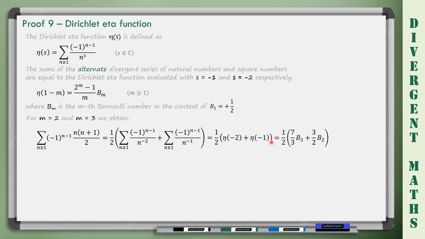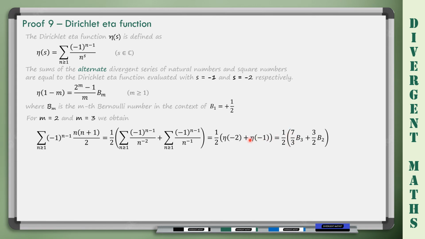It's equal to 1/2 of 7/3 of B3 plus 3/2 of B2. Where are those values coming from? 7/3 of B3. So let's evaluate eta at -2. We will use that formula. We need that formula for m equals 3. 1 minus 3 equals -2. So it will be the evaluation of the Dirichlet eta function at -2. M equals 3. 2 to the cube, 8, minus 1, 7, third, B3. 7/3 of B3, here it is.